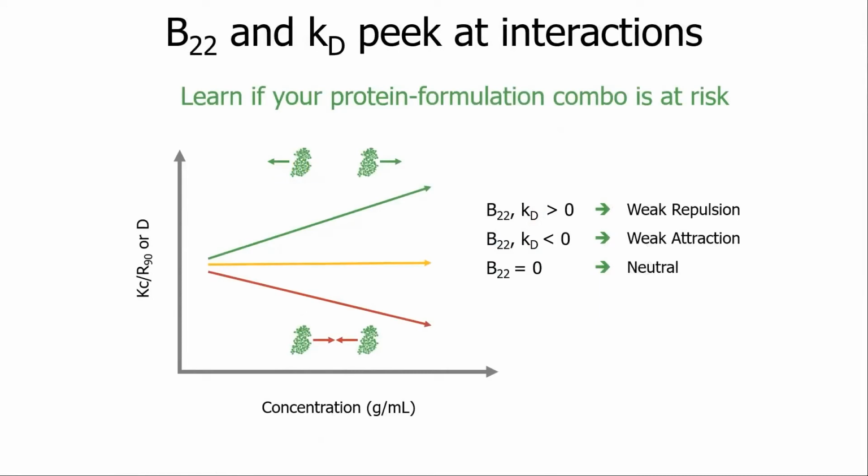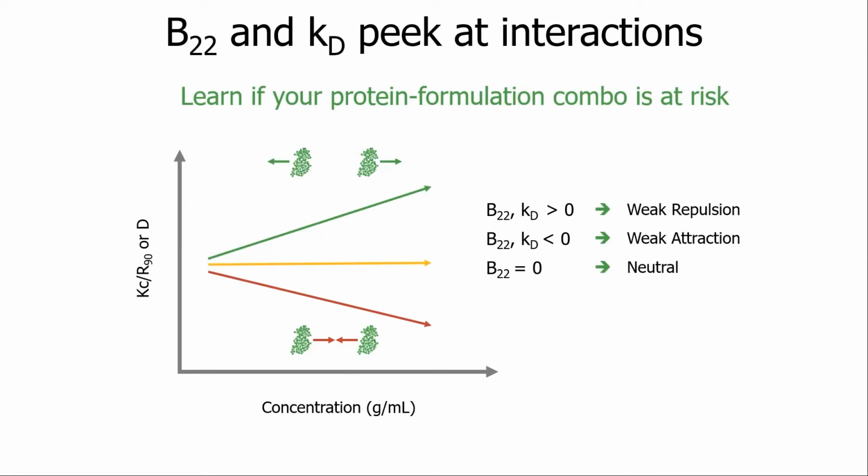Now let's peek at another application on Uncle called B22 and KD. What we're doing with the B22 and KD experiment is taking a quick room temperature snapshot to see if your protein formulation combination is at risk of aggregation. We'll be seeing if there's non-specific protein-protein interactions going on between the proteins in your formulation, and therefore putting your protein at risk for aggregation.